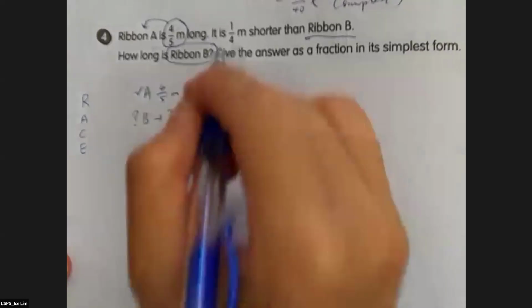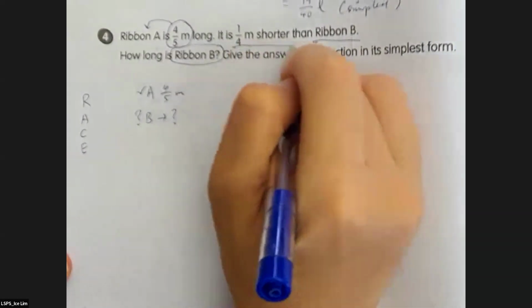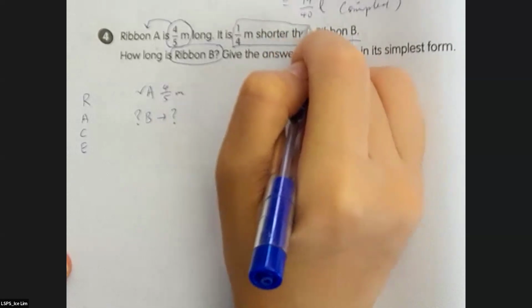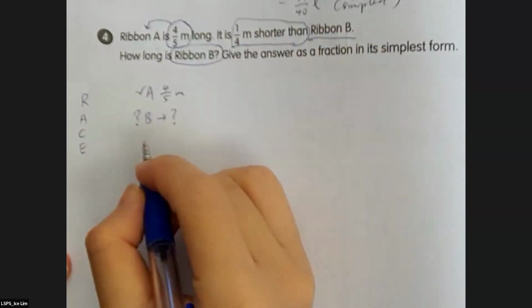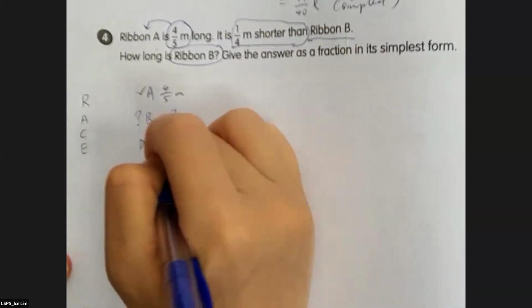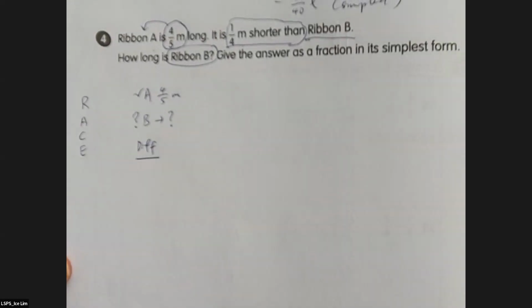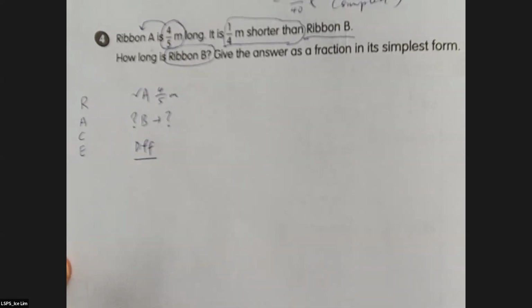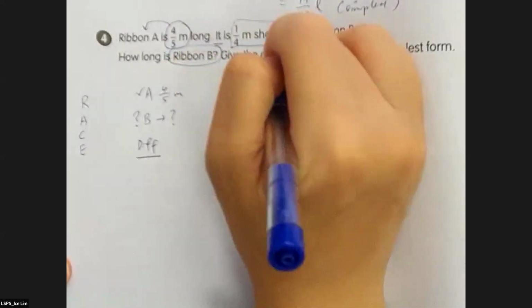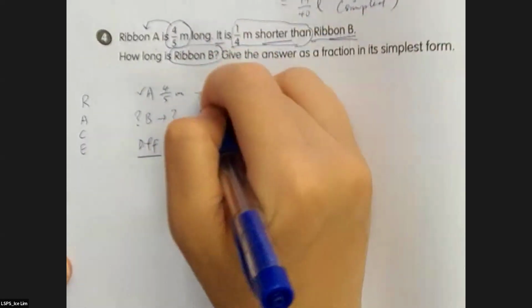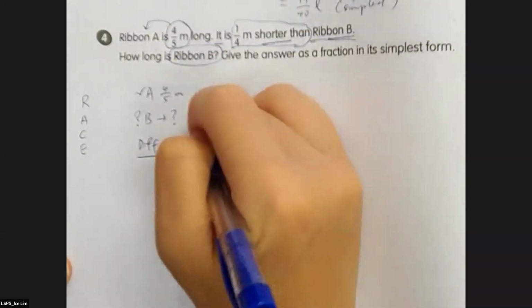But there's something I have, it's actually the difference. What's the meaning of difference? Difference is when I compare two objects, how are they different? So when I compare A and B, it says A is shorter than B. So A is the one that's shorter, B though is the one that's longer.